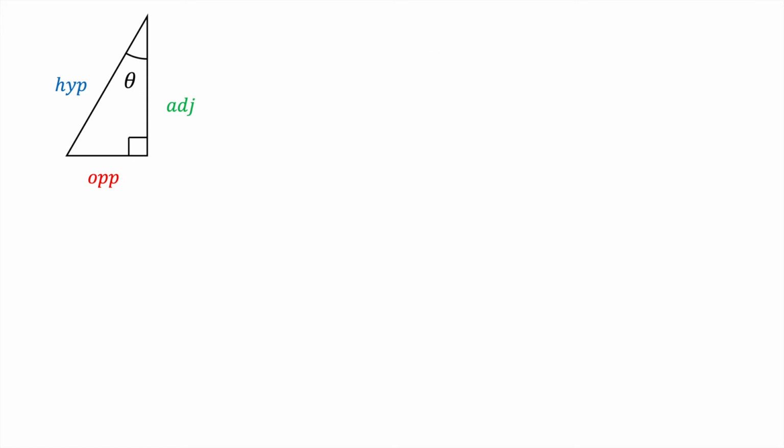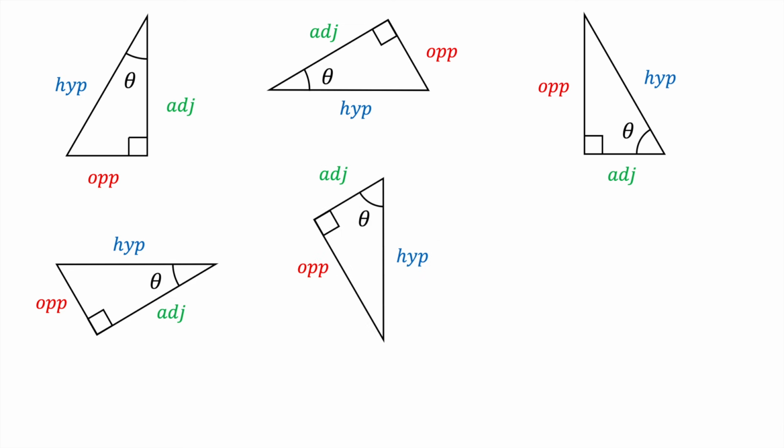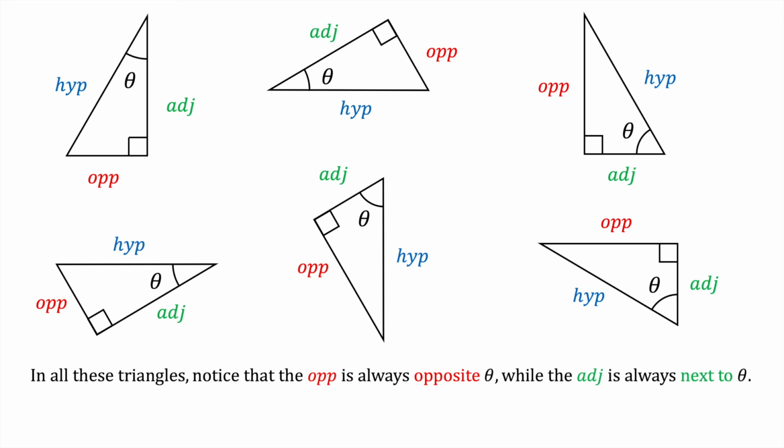Here are some right-angled triangles in different orientations with all their sides correctly named with respect to where the angle theta is in each. Note that the opposite is always opposite the angle theta and the adjacent is always next to the angle theta.